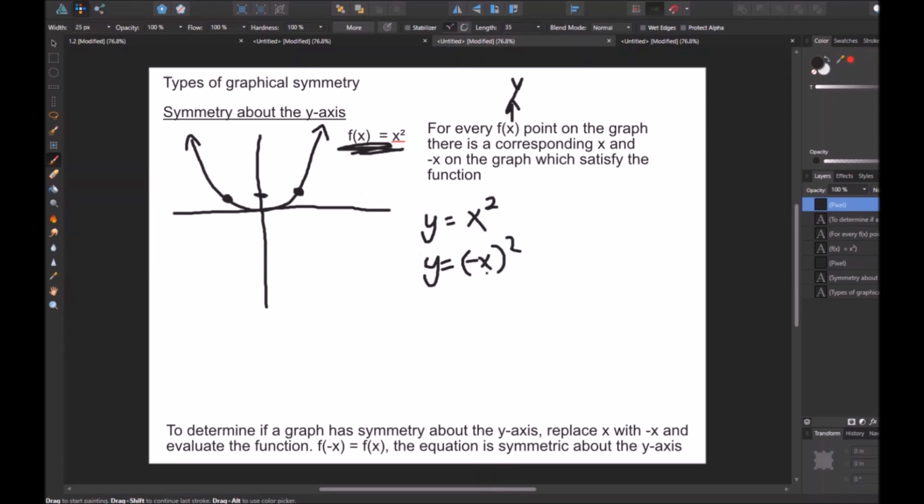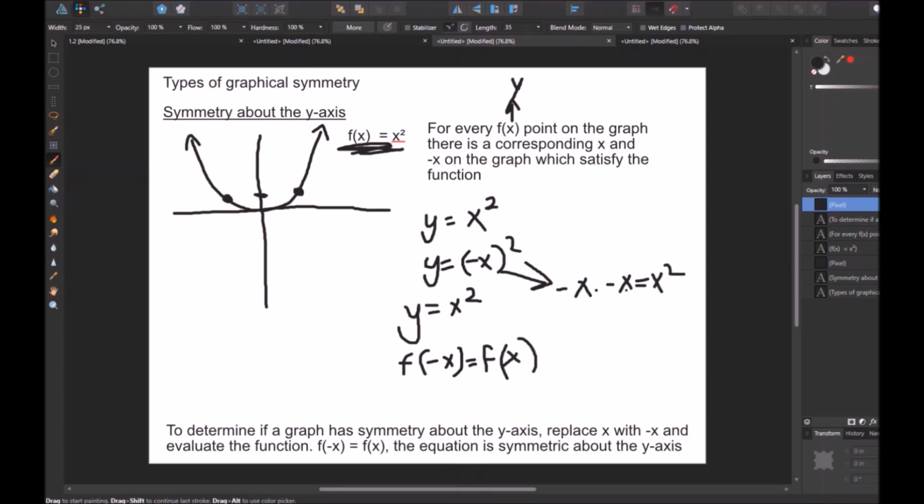And so we get y equals x squared, which is the same thing. So we have now proven that f of negative x, meaning the function evaluated at negative x, is the same thing as the function evaluated at x. The reason is that negative x squared is essentially negative x times negative x, and a negative times a negative is a positive, so you just get x squared.